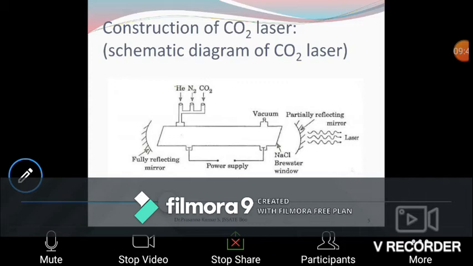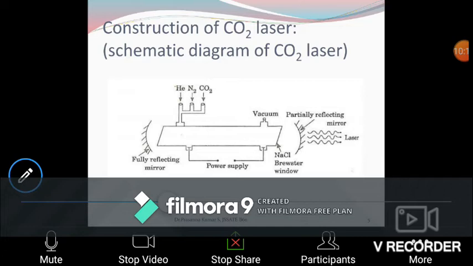And look at the discharge tube. I have two Brewster's windows, a sodium chloride Brewster window on the right side, and on the left side it's not marked but it is also sodium chloride Brewster's window. They are kept at Brewster's angle so that any output coming out of this window is polarized. It means you can get a polarized carbon dioxide laser output if you keep the sodium chloride windows at Brewster's angle.